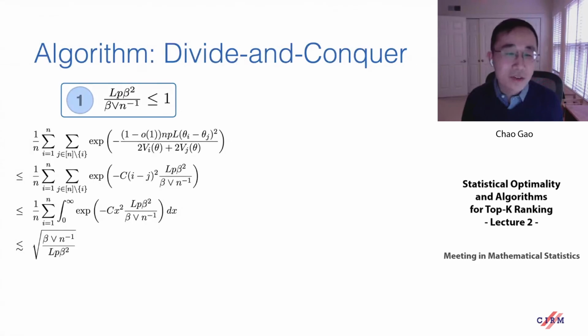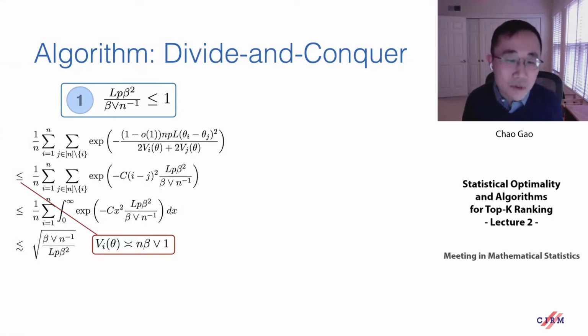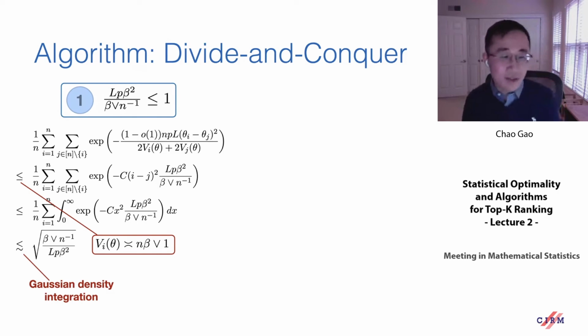In the first step, you use the fact that the variance function is of order the maximum between m beta and one. And you also use the property that the difference between theta i and theta j is of order beta times the difference of the rank i and j. Okay. And in the next step, you replace the sum by an integral, right? In the end, using a Gaussian density integration formula, you get the polynomial rate, right?